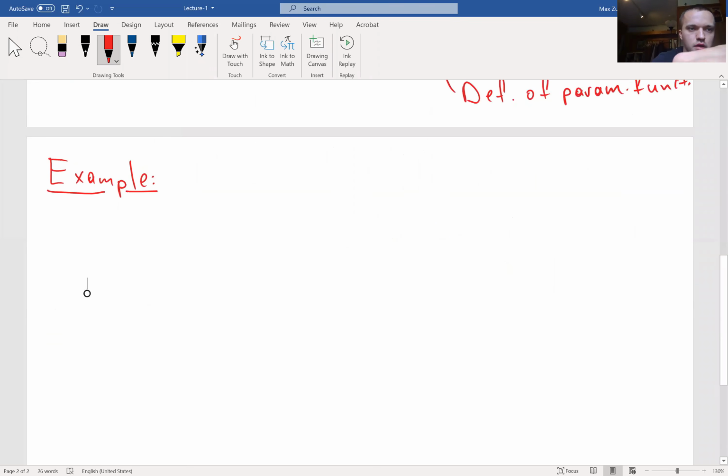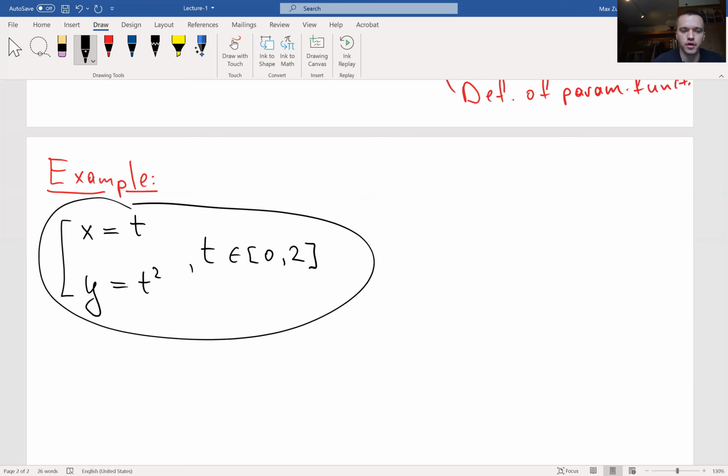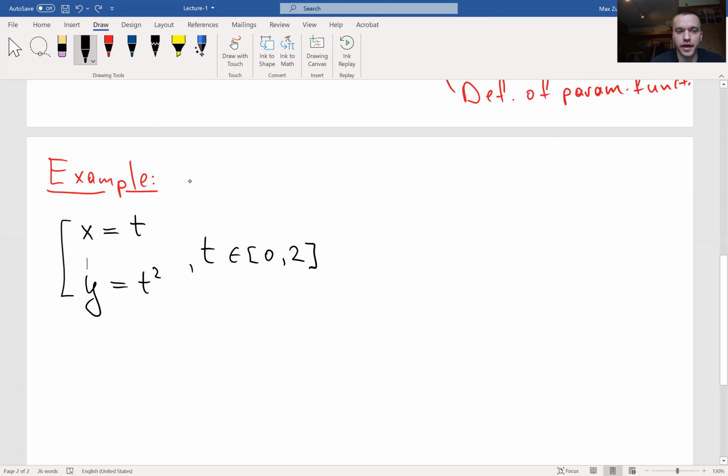So let's take, for example, x is equal to t, and y is equal to t squared, and t belongs to 0, let's say 2. So you can see that over here, you're given a parametric function because you have x in terms of t, y in terms of t squared, and t changes between 0 and 2.